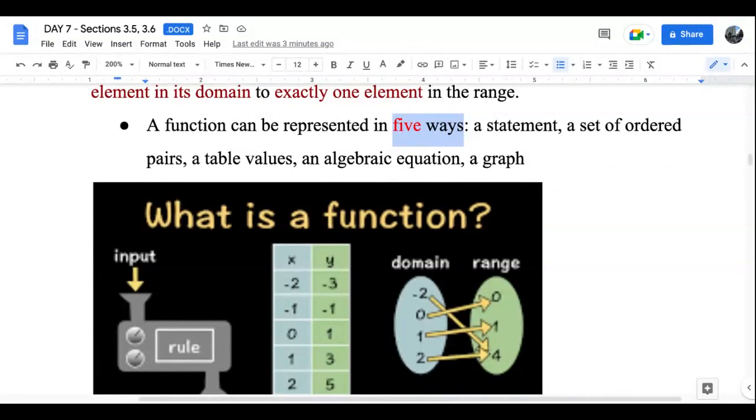It's like myself, I can be represented in different ways. In school, I'm a professor. At home, I could be a daughter, I could be a mom, right? Or somewhere else, in the church, I can be a member, but it's still me. So similarly, a function can be represented in 5 ways. It can be a statement, a set of ordered pairs, we saw it, a table of values, an algebraic equation, or a graph.